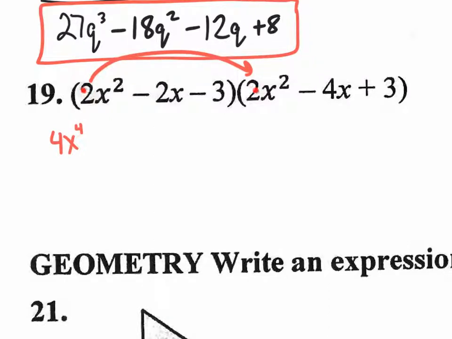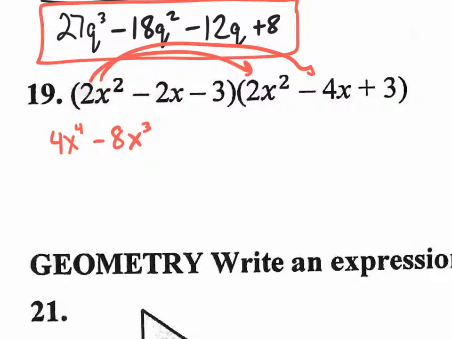Coefficient 2 times coefficient 2, 2 times 2 is 4. How about x squared times x squared? X squared times x squared is x to the 4th. And let's move on to the next term. 2x squared times negative 4x is negative 8x to the 3rd, because x squared times x is x to the 3rd.